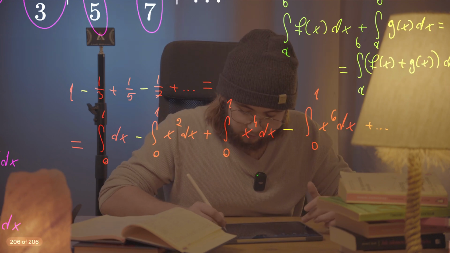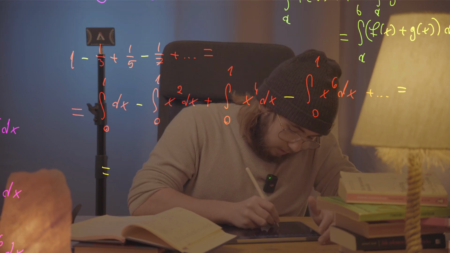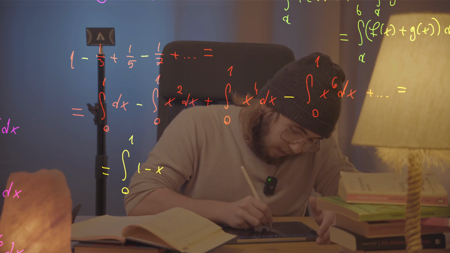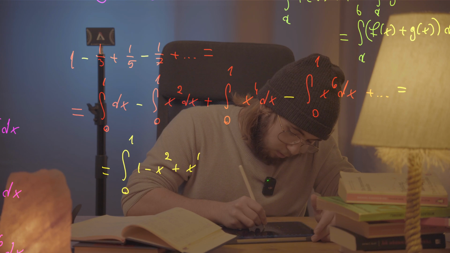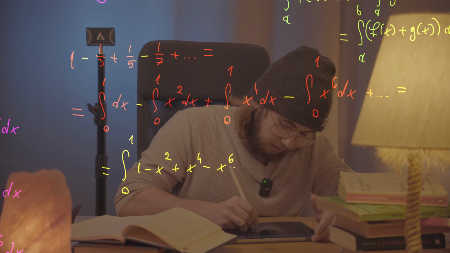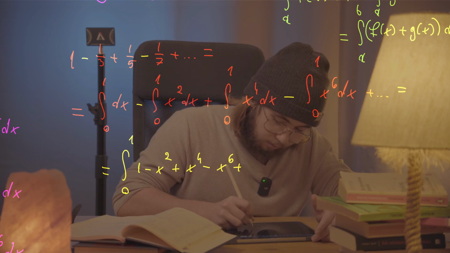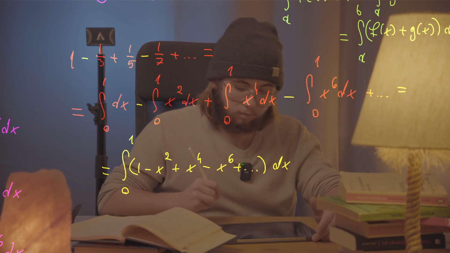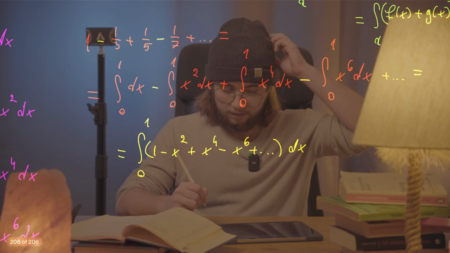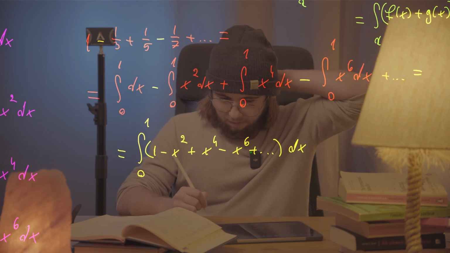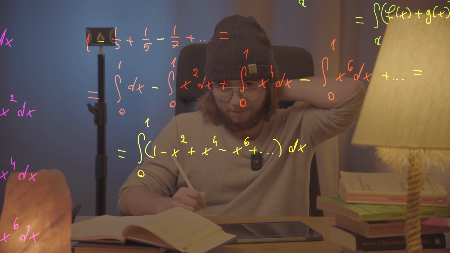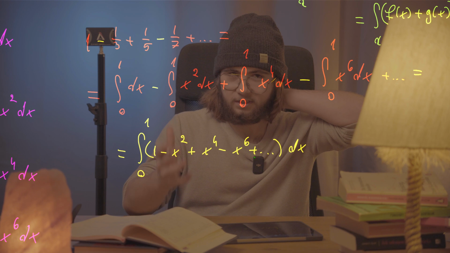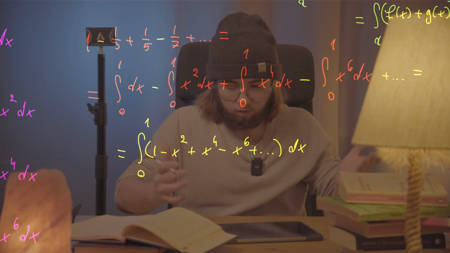So let me just go on and combine all those integrals together. What I'm going to get is pretty much just the huge integral between 0 and 1 of 1 minus x squared plus x to the power of 4 minus x to the power of 6, and so on and so forth. I'm going to take all of that with respect to x. I'm going to multiply by the dx. But now, how can I write this infinite mess, to be honest? Well, this thing right there is just the geometric series. I mean, just think about it.